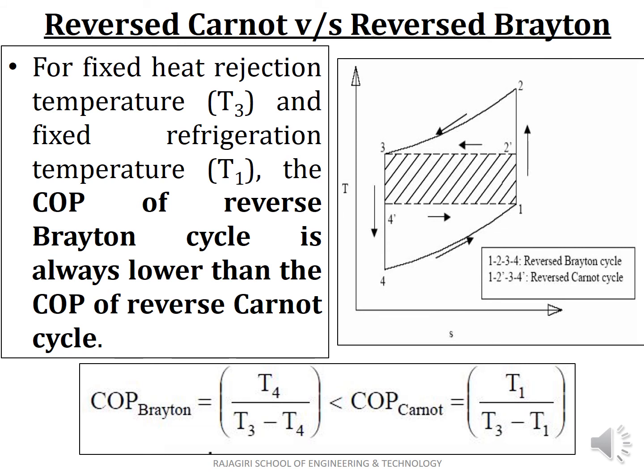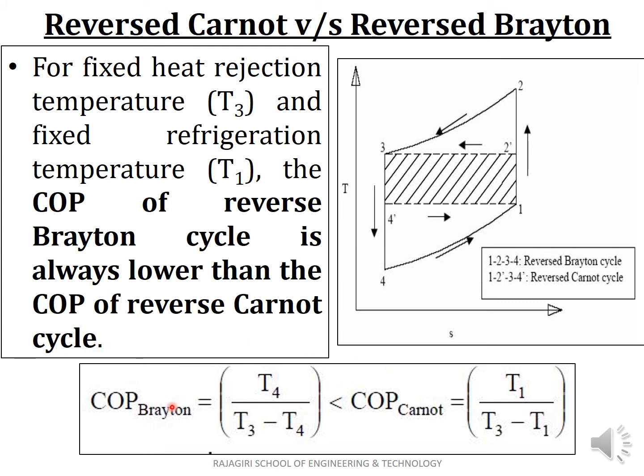For a fixed heat rejection temperature T3, that is this temperature, and a fixed refrigeration temperature T1, that is this temperature, you can see a Carnot cycle in the TS diagram, 1, 2 dash, 3, 4 dash, and also a reversed Brayton cycle or Bell-Coleman cycle, 1, 2, 3, 4. From this picture and these expressions, you can see that the COP of a reversed Brayton cycle is always lower than the COP of a reversed Carnot cycle.